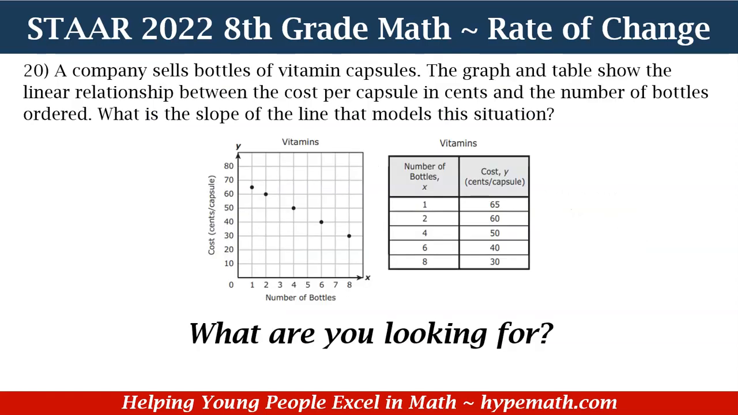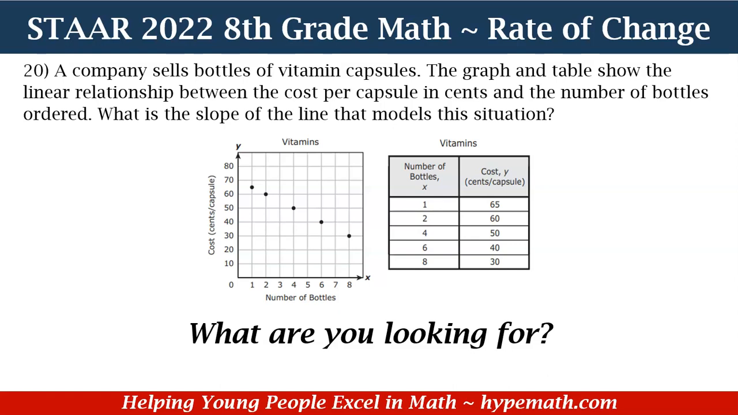Let's move to question number 20. A company sells bottles of vitamin capsules. The graph and table show the linear relationship between the cost per capsule in cents and the number of bottles ordered. What is the slope of the line that models this situation? All right, so we see that we have our dot graph, and also we have our table. So we're going to use the table to help us solve this.